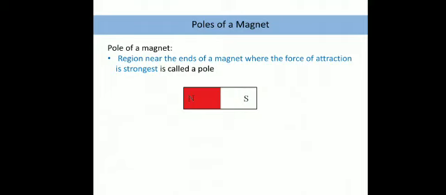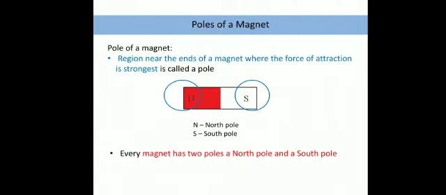So right now we have to know there are two poles, the edges of a magnet. At the ends of a magnet, the magnetic forces of attraction are very, very strong. Therefore these edges are called poles, a north pole and a south pole. Every magnet basically has two poles, a north pole and a south pole, right?